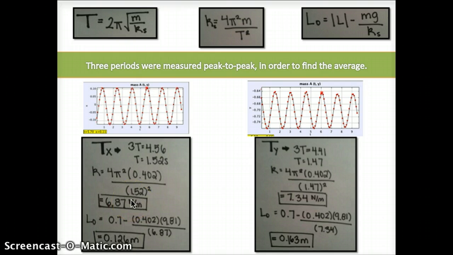Now onto the calculations. I determined the period for the oscillations in the x and y directions by taking the average of 3 periods, which is noted from peak to peak in both graphs. Using the 3 equations outlined at the top, I calculated 2 different spring constants and relaxed lengths using these periods. We will soon see how these variations in values will compare side by side.